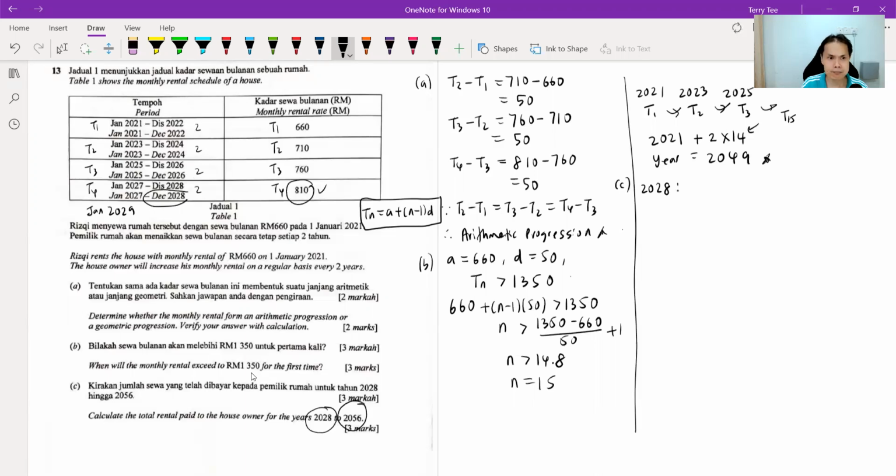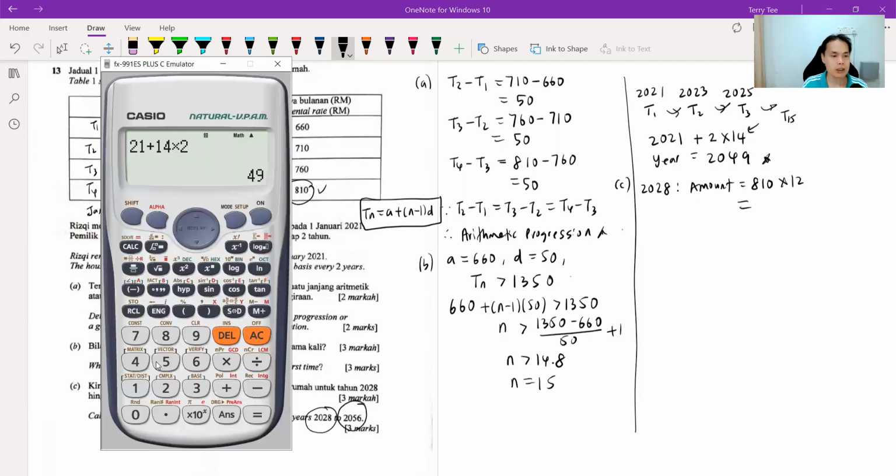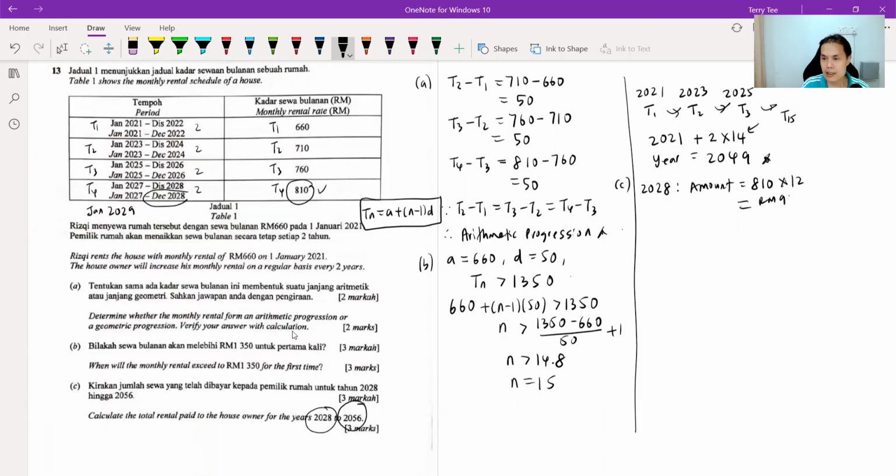In 2028, you're paying the amount that you're paying. I write this as amount. The amount you're paying is 810 for 1 month times 12 months. Let's count. 810 times 12 months. So you're paying 9720. But from 2029 to 2056, we need to find how many periods there are.